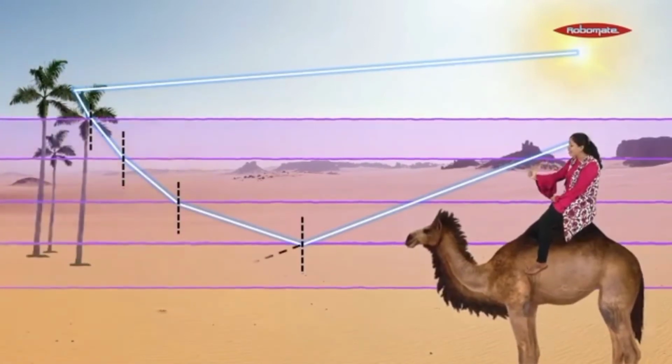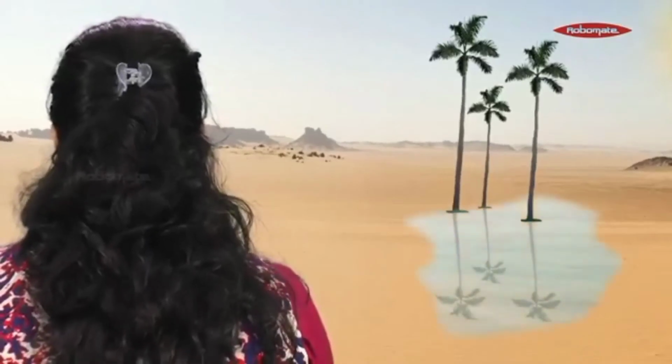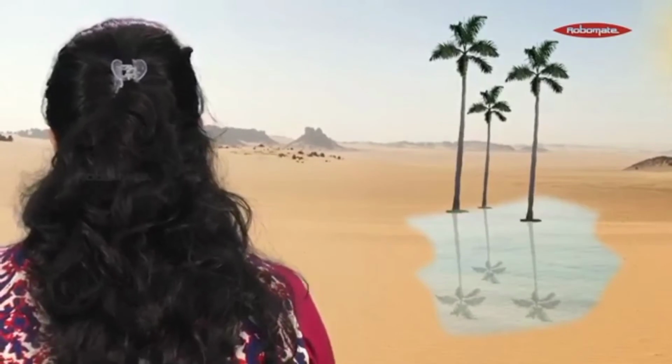So now I can see the reflection there at the bottom. So the reflection of the tree is there. Similarly, the reflection of the cloud is also seen there, and that appears like water. So that is how a mirage takes place.